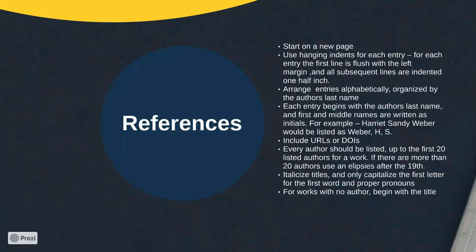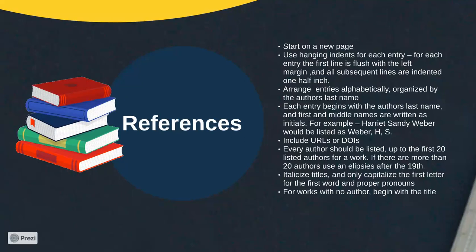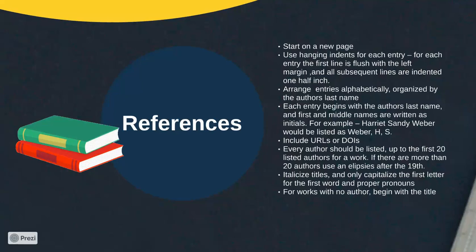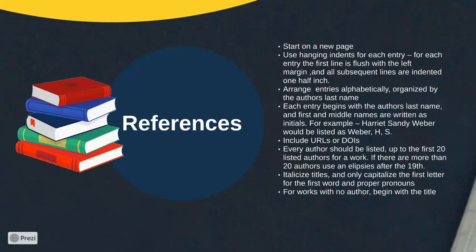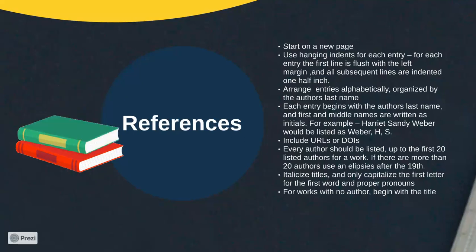Basic rules for your references. Always start on a new page. Indent each new entry with a hanging indent so author names are easy to spot. Arrange your list alphabetically by author's last name. Other names are only listed as initials. List every single author for each work up to 20. If there are more than 20 authors, use an ellipsis after the 19th. Italicize titles, and if there's no author, begin the citation with the title instead.